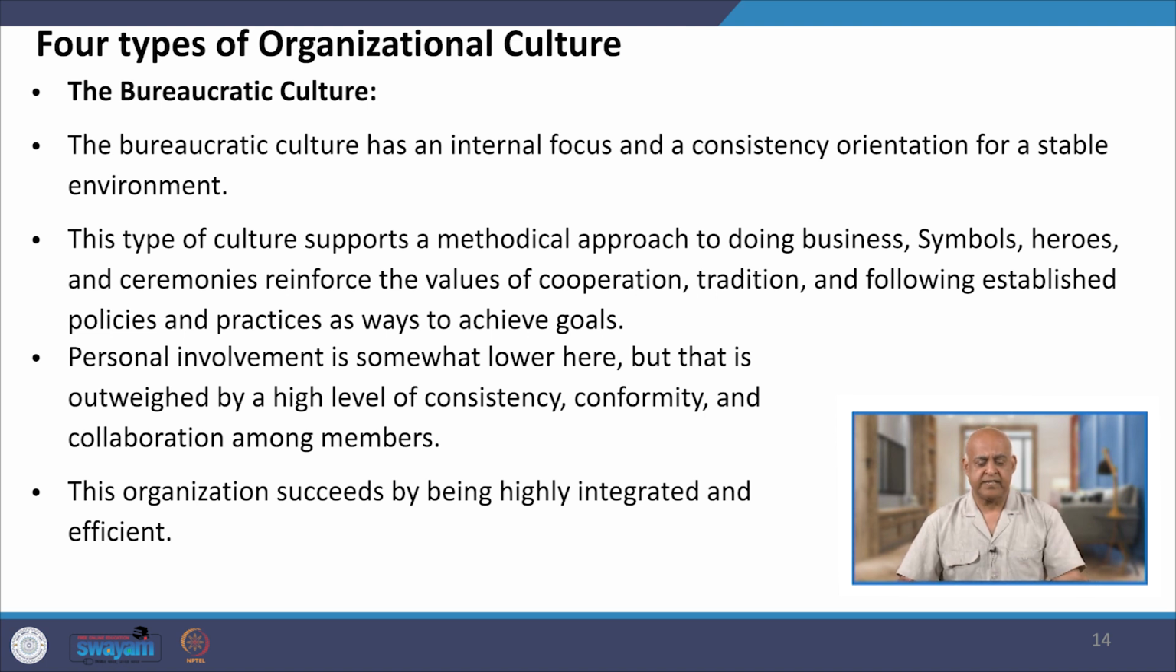The bureaucratic culture has an internal focus and a consistency orientation for a stable environment. This type of culture supports a methodical approach to doing business. Symbols, heroes and ceremonies reinforce the value of cooperation, tradition and following established policies and practices as ways to achieve goals. Personal involvement is somewhat lower here, but that is outweighed by a high level of consistency, conformity and collaboration among the members. This organization succeeds by being highly integrated and efficient.